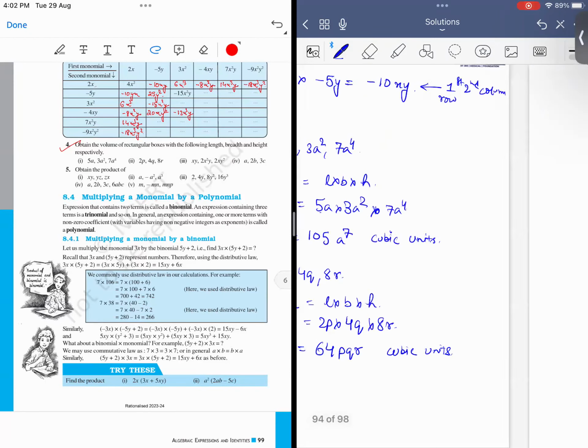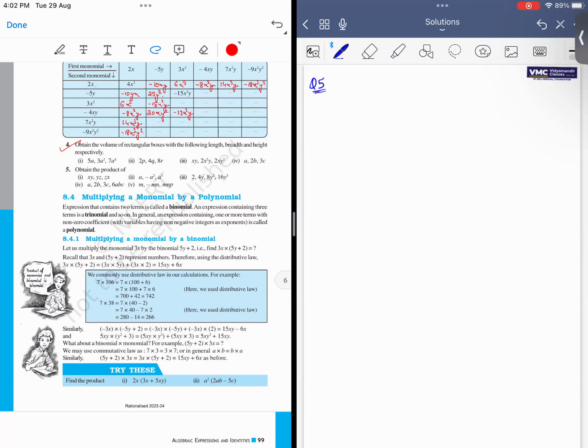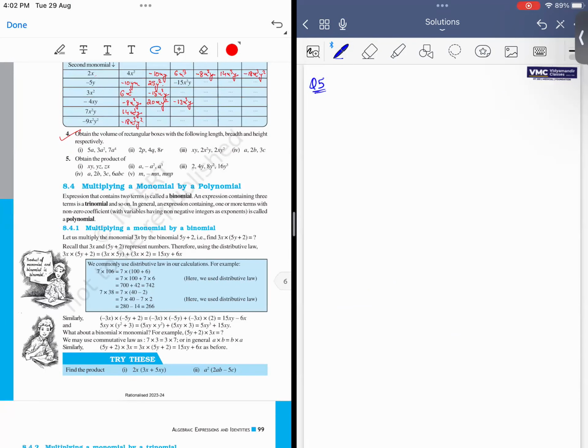Question number 5. Obtain the product. So we just have to simply multiply the givens. So xy into yz into zx. So multiply x into x becomes x square, y into y becomes y square, and z into z becomes z square. So the product is x square y square z square. Or you can write (xyz) whole power 2.